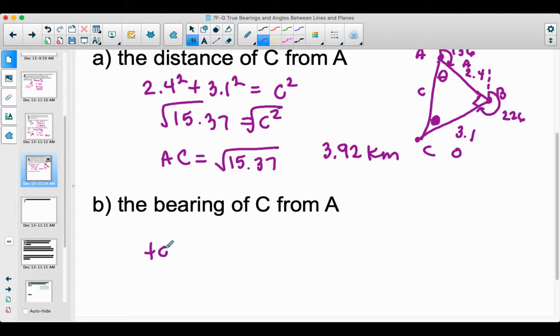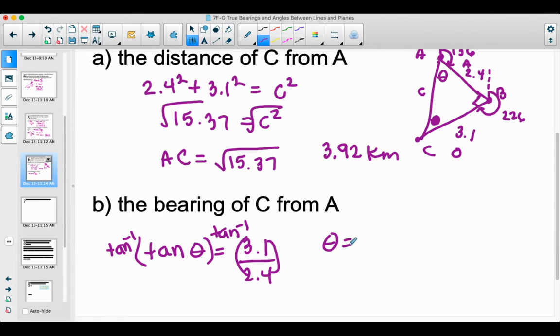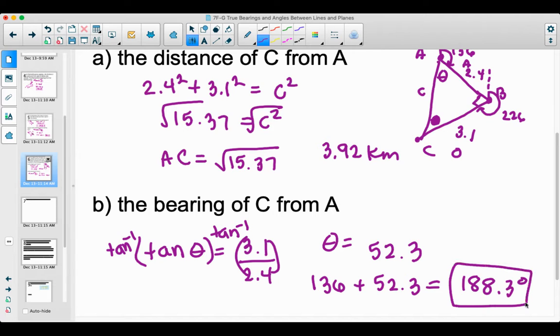So we have the tangent again of theta is equal to 3.1 over 2.4. And then we have to do our inverse tan on both sides. And when we do that in our calculator, we get 52.3 degrees. And so if we add our 136 plus 52.3, we get a bearing of 188.3 degrees. And that is how we do true bearing.